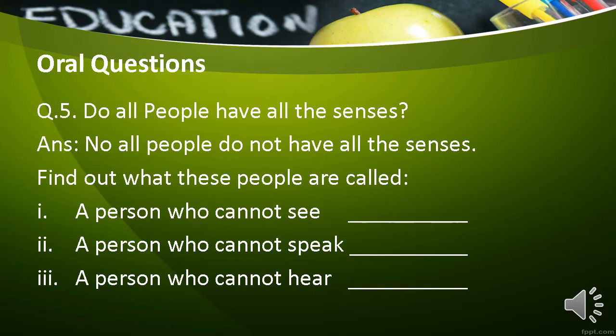Find out what these people are called. A person who cannot see, he is called blind. Number 2, a person who cannot speak, he is called dumb. And a person who cannot hear, he is called deaf.